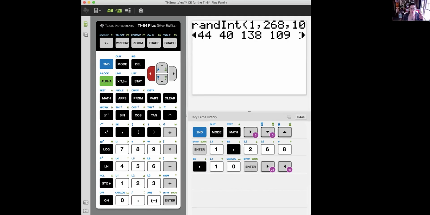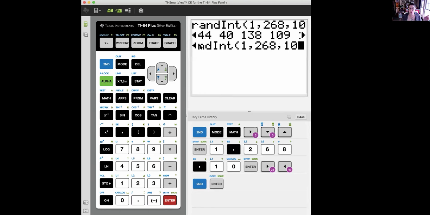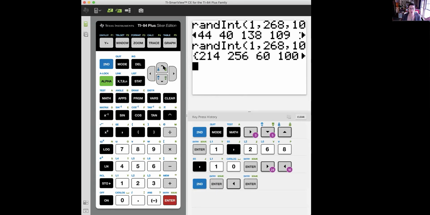So what you want to do, and this is for everybody, this is a hot trick that you really want to remember. It's going to save us so much time. Press second, enter, and it brings back what we just entered in, random int 1, 268, 10, and press enter again. Now don't press anything else and scroll over to the right. And see, it gives you a new list of 10 numbers.